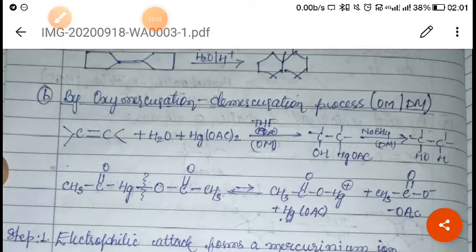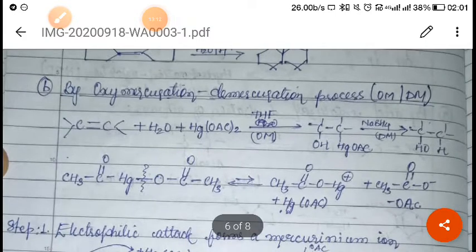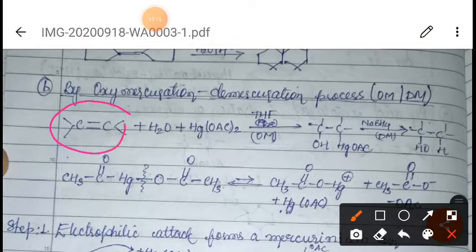So we will see one by one. In the first case, as you can see, this alkene is reacting with H2O, and here we have used Hg(OAc)2 in the presence of THF. So first of all, oxymercuration will take place.